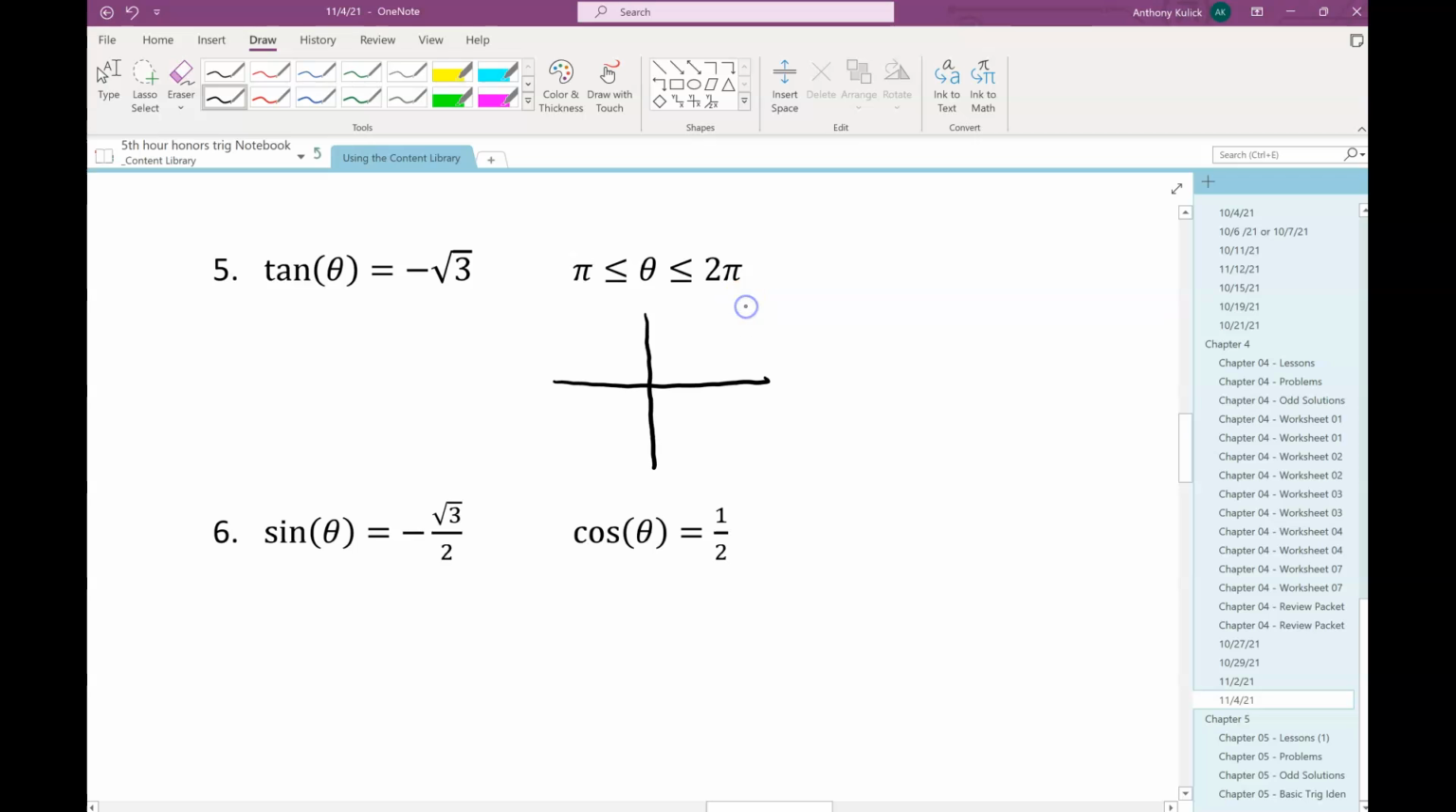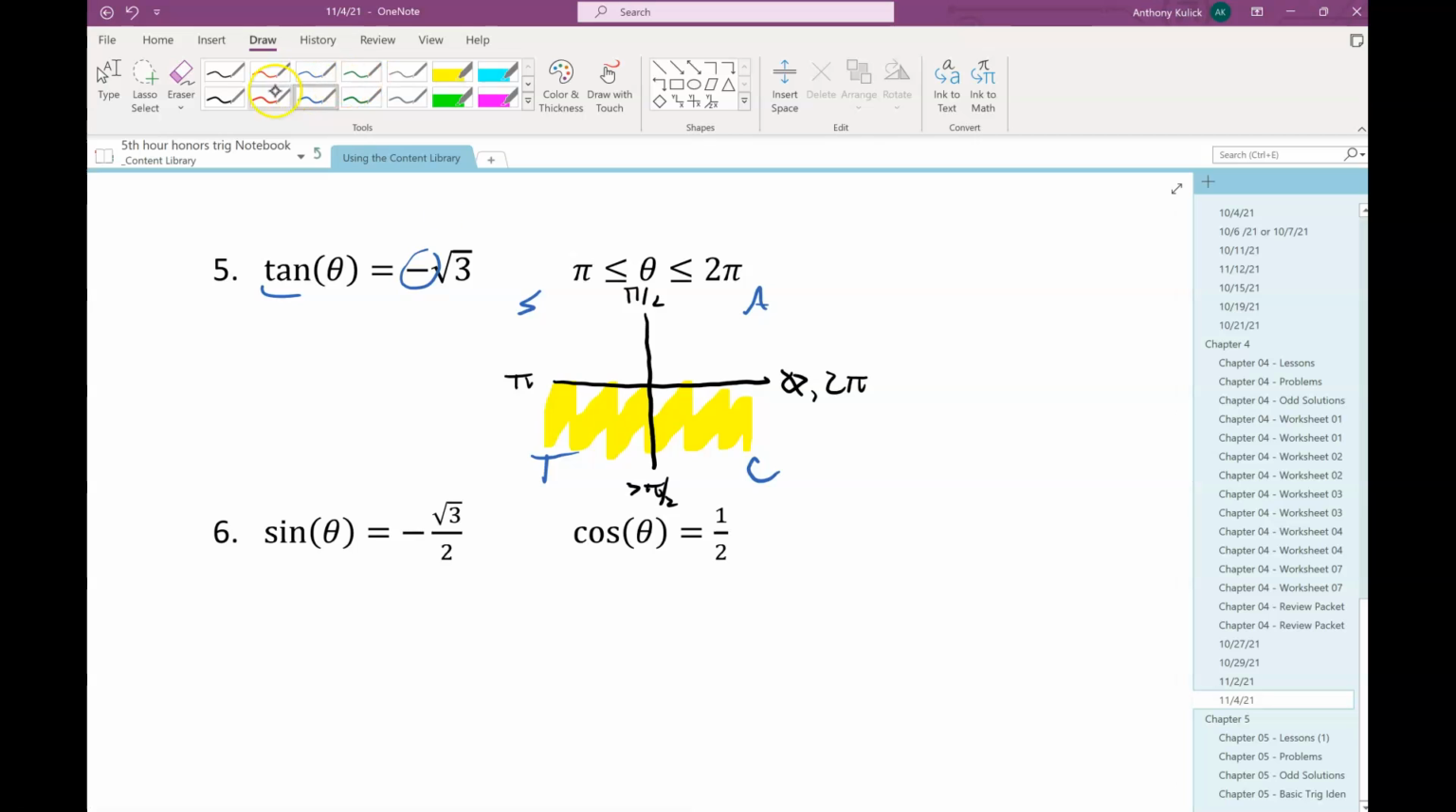Again, I noticed that theta is positive because it has to be between positive pi and positive 2 pi. So I'm going to be going around counterclockwise. So 0, half, pi, that's my start, 3 pi over 2, and then ending at 2 pi. So we're talking about these quadrants 3 and 4. Using all silly turtles crawl, I notice that tangent is negative in quadrant 4. So there's my theta.